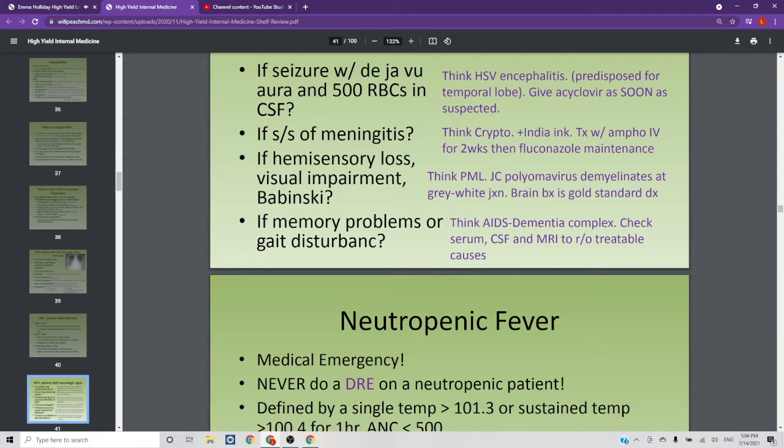And lastly, if we've got an HIV patient, this is sad. They're in their 30s and they've got pretty bad dementia, not walking well, not remembering stuff well. There's no other cause.